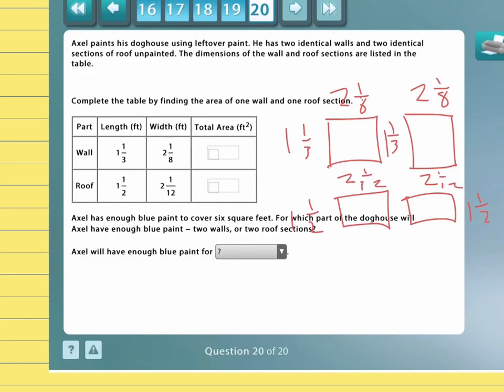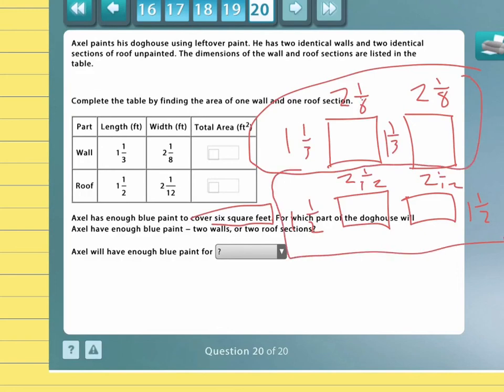Does he have enough? He has enough paint to cover 6 square feet. For which part of the doghouse will Axel have enough blue paint? 2 walls or 2 roofs? So we're going to pick. He can't do both. So we'll find out the area for the walls and the area for the roofs, and then that will tell if they're greater than 6, we won't have enough paint. If they're less than 6, we can paint those parts.